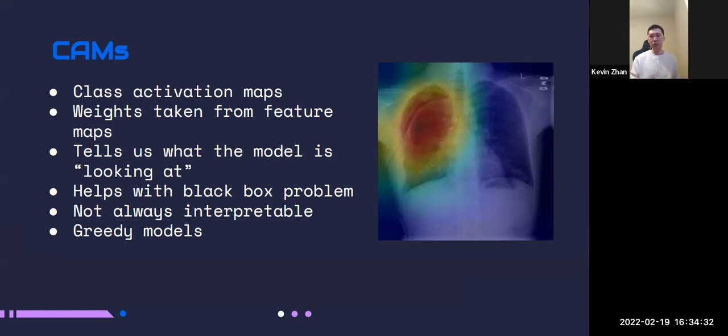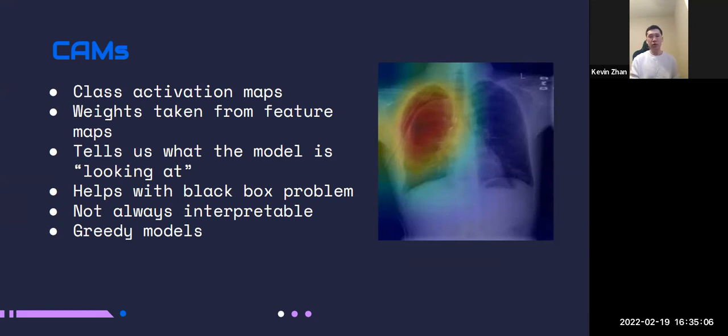So models are quite greedy. What I mean by that is that machine learning models will basically stop when they see a region that is highly predictive. So in the image above here, it'll probably just see that and just report that. While the other regions are blue, it doesn't necessarily mean that those regions aren't important for the prediction. So it's something to keep in mind while looking at class activation maps.